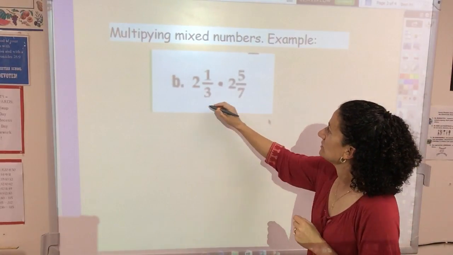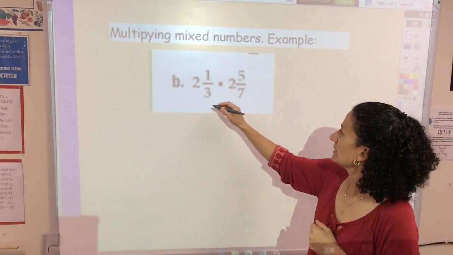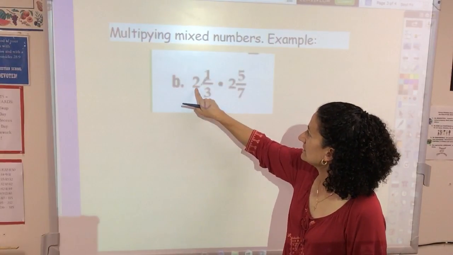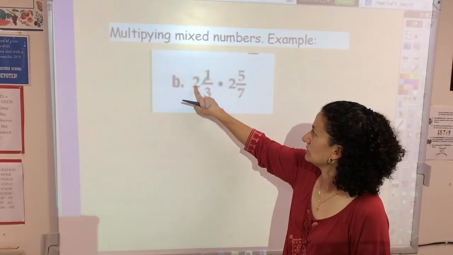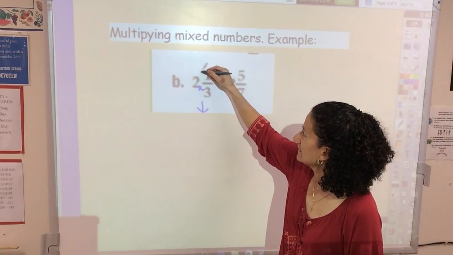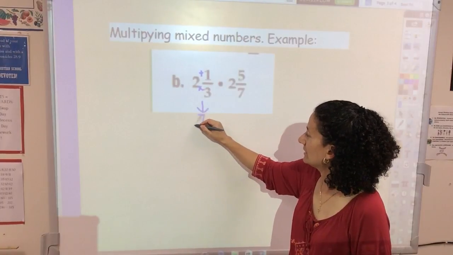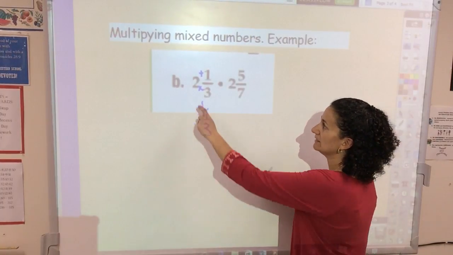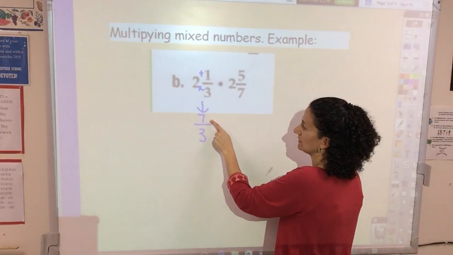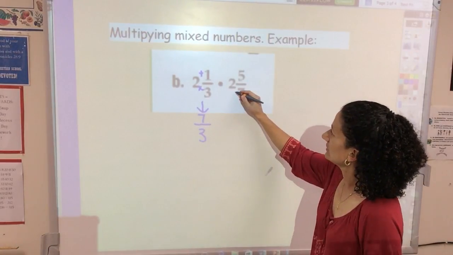So I'm going to change 2 1/3 to an improper fraction. I do that by just knowing that this is 3/3 and 3/3. So 2 times 3 is 6, and one more would be 7/3. I hope you see that. See, this is 3/3 and 3/3, and one more third is 7/3. Okay, let's take the shortcut here.